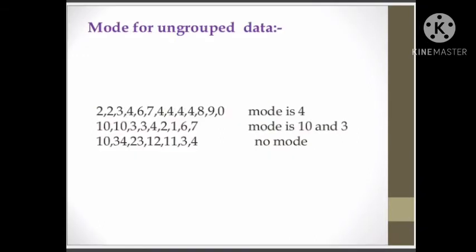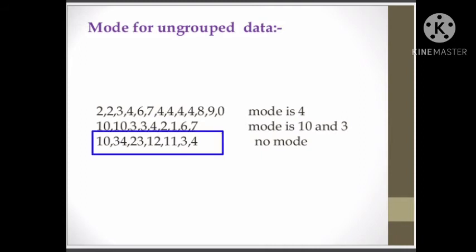Example for mode: how to find mode for ungrouped data. Example 1: 2, 2, 3, 4, 6, 7, 4, 4, 4, 4, 8, 9, 0. By observing the data, we can say that 4 occurs more times, so the mode is 4. Second example: 10, 10, 3, 3, 4, 2, 1, 6, 7. By observing the data, 10 and 3 occur 2 times, so the mode is 10 and 3.